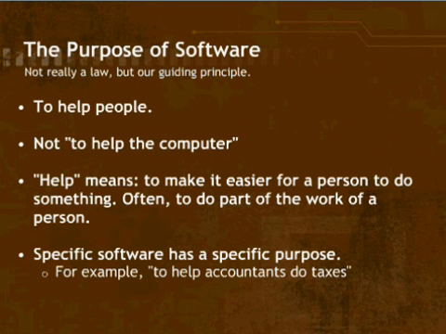It's mostly important that you know that the purpose is not to help the computer. You're not writing to make the network go faster. You're making the network go faster because that helps people. And now help has both an objective component and a subjective component. Sometimes what helps one person might not help another. But there is somewhat of an objective aspect, which is that it has a dictionary definition, which means to make it easier for a person to do something, often to do part of the work of a person. So that's a lot of what our software is doing.